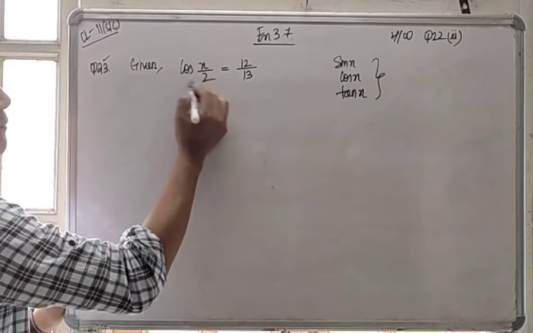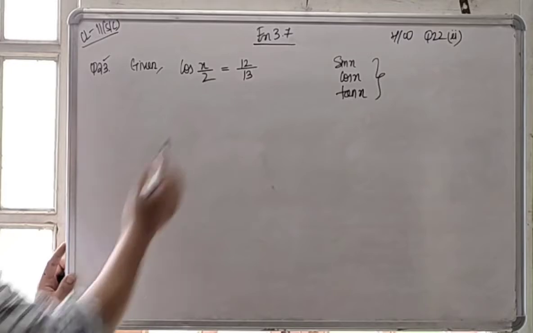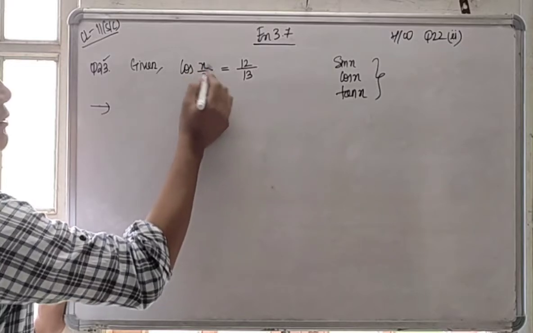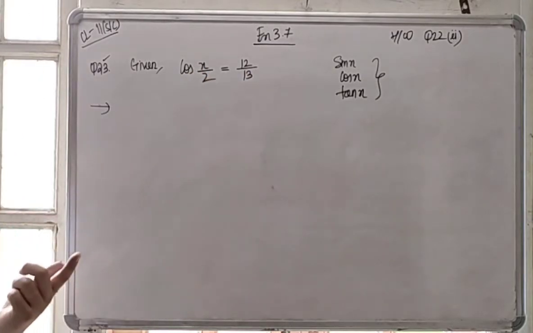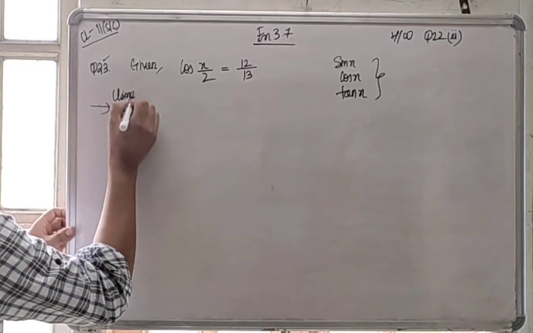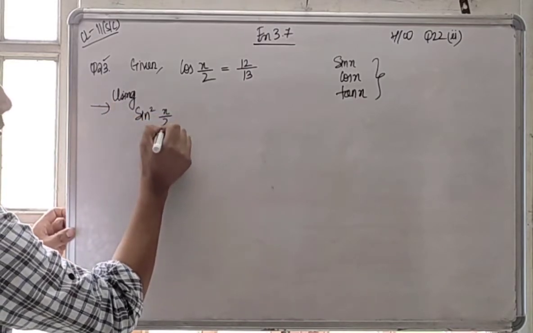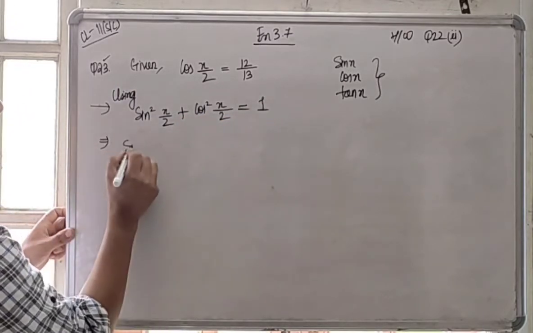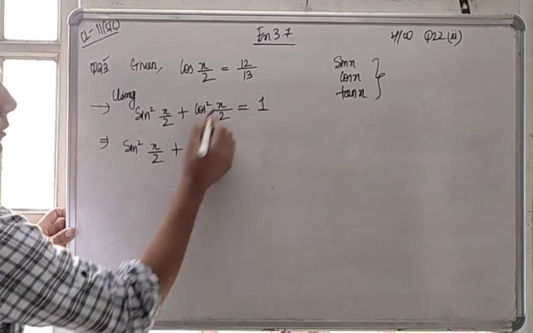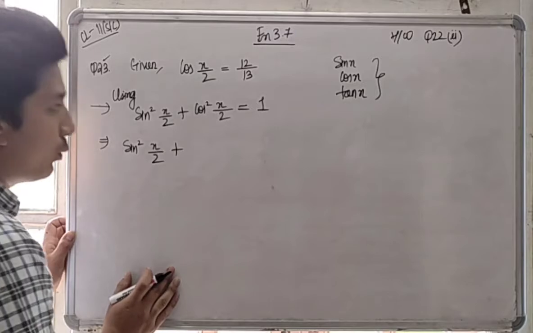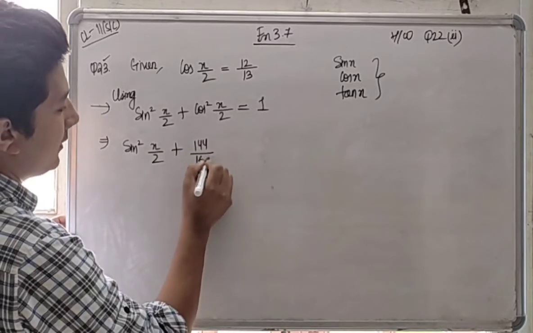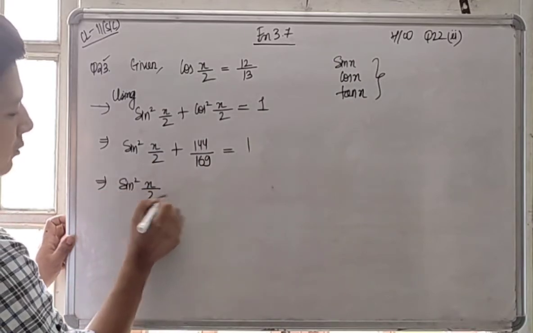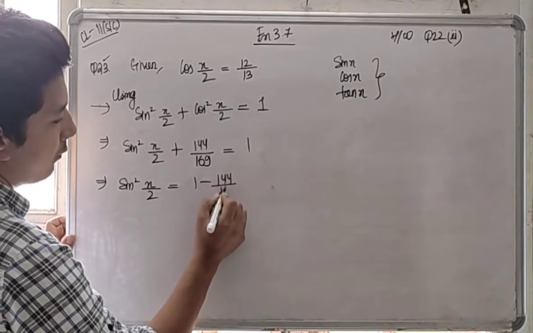Look at the angle. The angle is x by 2, and the angle we need is x. So this is your submultiple and this is your multiple angle. Now one thing I know is if cos x by 2 is 12 by 13, then I can easily find the value of sin x by 2 using sin square x by 2 plus cos square x by 2 is equal to 1. So sin square x by 2 plus cos x by 2, which is 12 by 13, squared means 144 by 169, is equal to 1. Take it to the right hand side. Sin square x by 2 will be 1 minus 144 by 169.